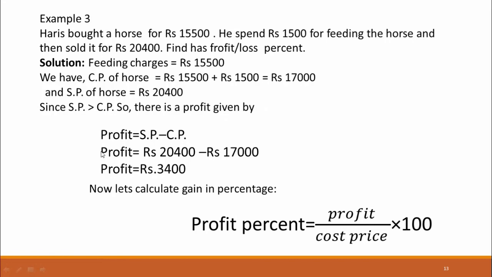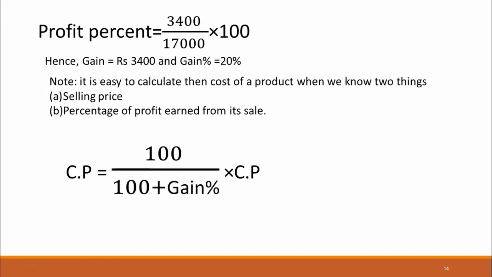So in this case, Haris gained the profit, and the profit can be defined by selling price minus cost price. So subtract the cost price from selling price. He obtained the profit 3,400. Now the profit percent will be profit divided by cost price multiplied by 100. Profit 3,400 and cost price is 17,000 multiplied by 100. And after simplification we obtain the gain percent is 20%.